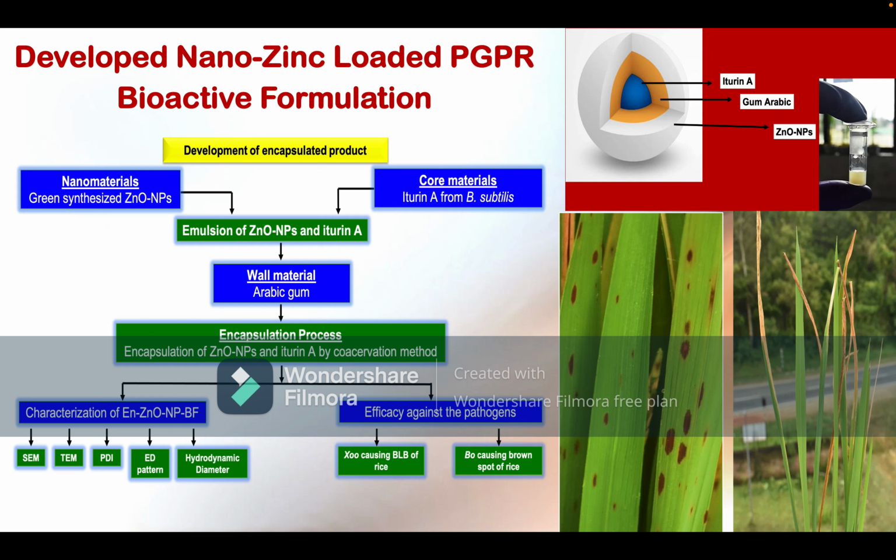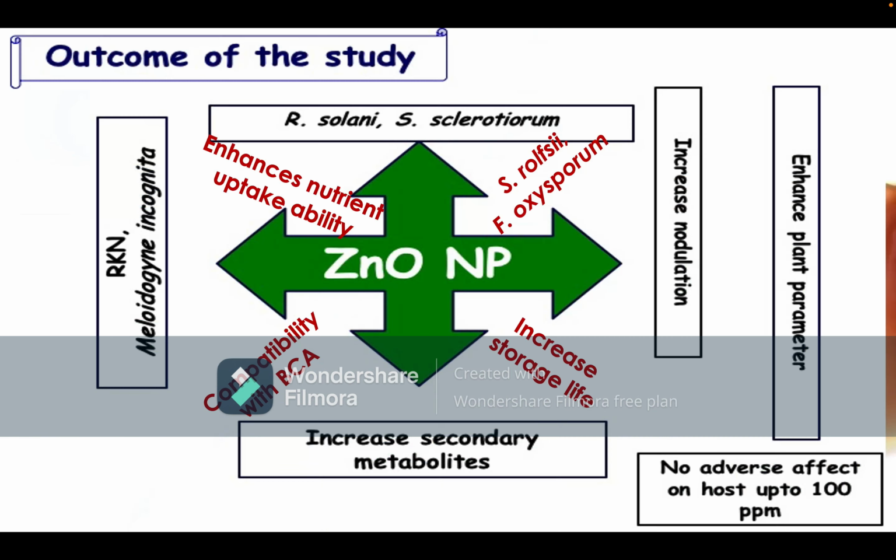Besides suppressing the pathogenic ability in the rice plant, we have seen a positive effect on the biochemical properties, plant growth and yield attributing properties. After doing a series of work, we were able to develop a single bullet, that is green engineered zinc oxide nanoparticle having multifaceted activity.